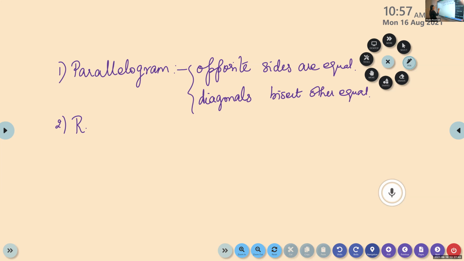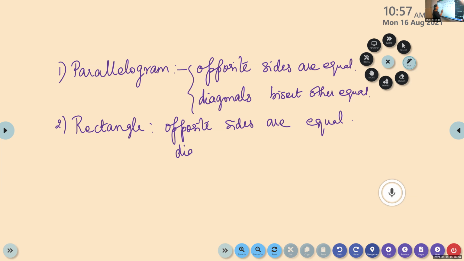For a rectangle, opposite sides are equal and diagonals are also equal. In a parallelogram, diagonals are not equal. Note it down because one more question will be asked on it. Diagonals are not equal here. So in a rectangle, opposite sides are equal and diagonals are equal.